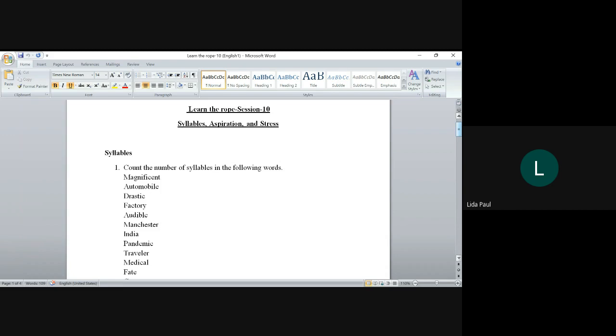Next one. Drastic. Ma'am, 2. Right? 2. So this is a disyllabic word. You have 2 vowel sounds here, and then you have 2 syllables. Okay. Factory. Ma'am, 2. Yes. Factory. Okay, so you have 2 syllables in the word factory.